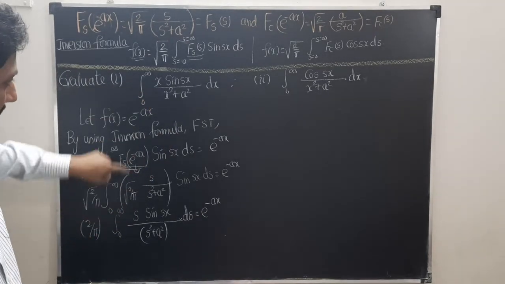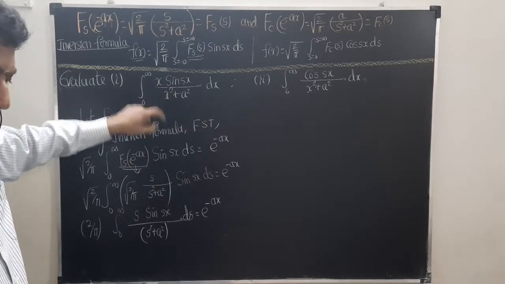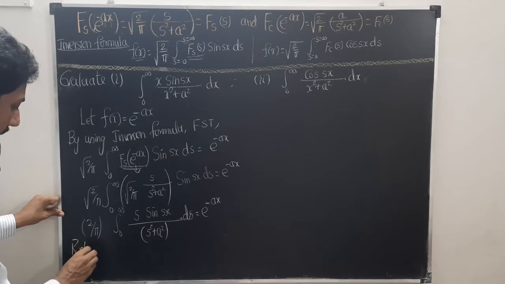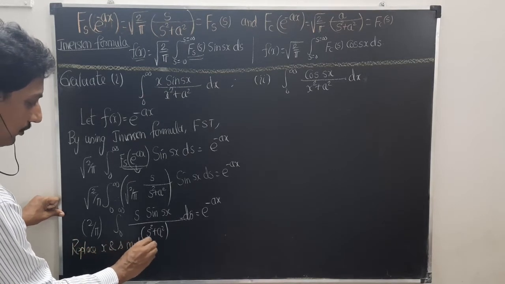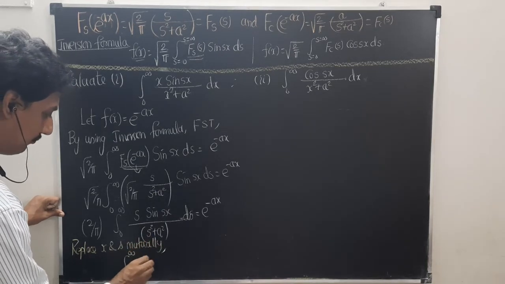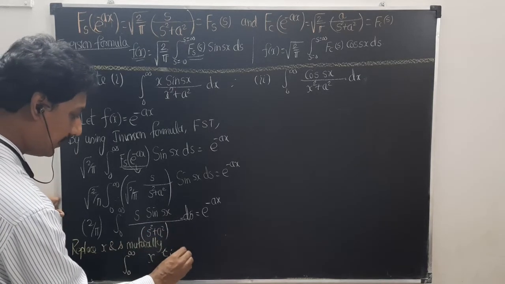The integral goes from 0 to infinity, with sin sx here and x here. So replace the variables mutually, x and s. If you replace x and s mutually, the left hand side is the integral 0 to infinity, x in the place of s, sin xs or sx, no problem.